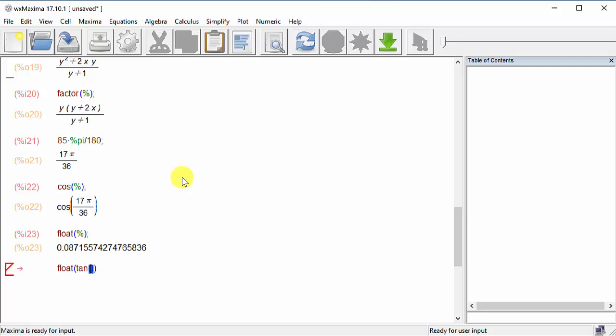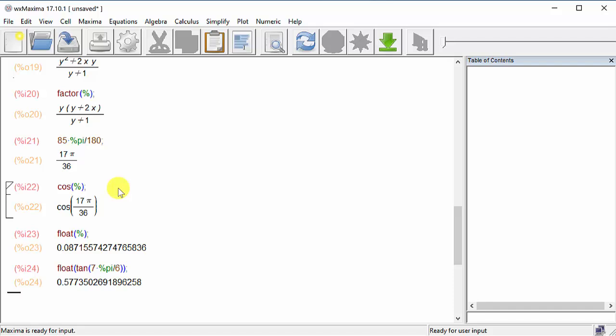Tangent of 7 times pi over 6. And I guess it closed the parentheses for me. Yep, it did. All right, and then hit shift enter, and there's your answer. It goes ahead and gives it to you in the decimal form. Now, up here where we did cosine percent, we could have put float cosine percent and got the decimal.